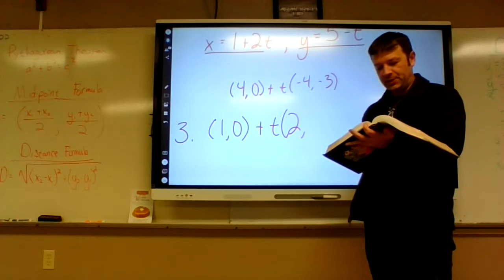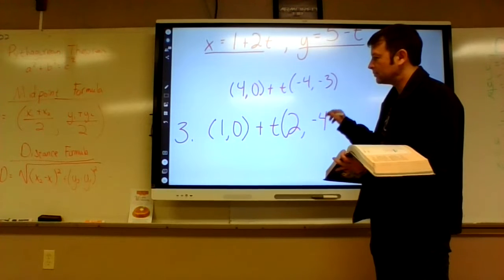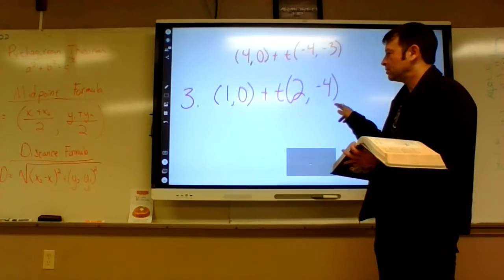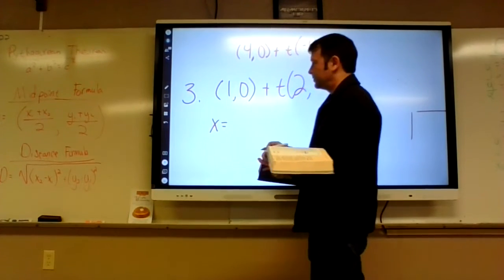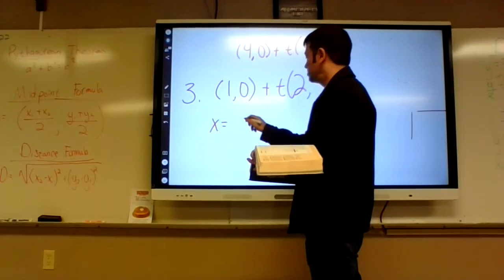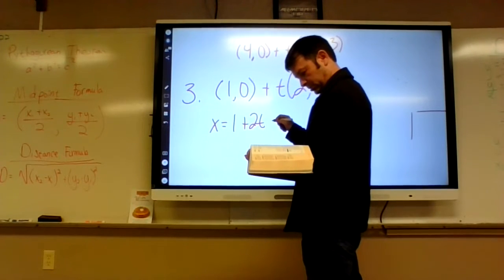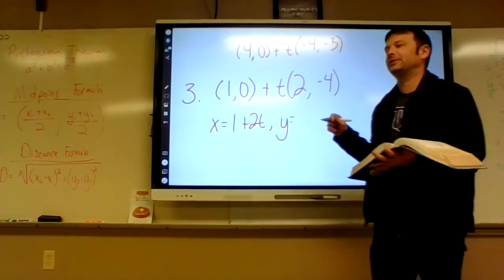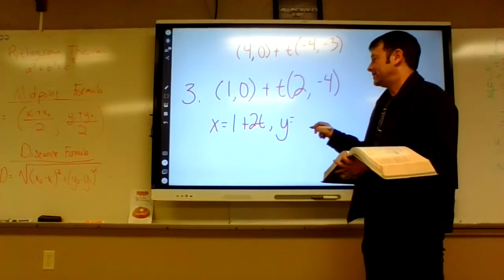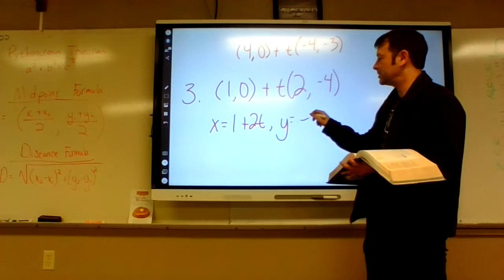We are going from 0 to -4, so what's that? -4. And then, what's the x for the parametric equation? 1 plus 2t. And what's the y? 0 minus 4t, or negative 4t.